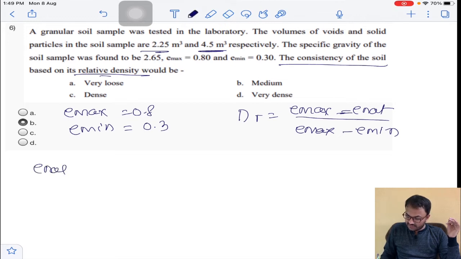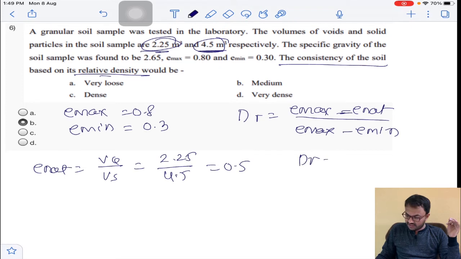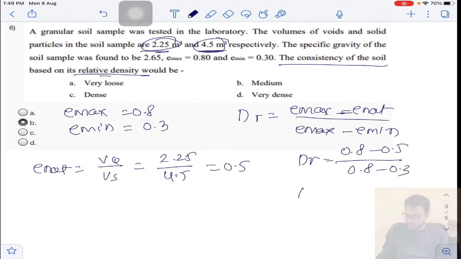E natural is equal to volume of voids divided by volume of solids. 2.25 of voids are there out of 4.5 of solids. So you will get 0.5. So substitute here, you will get 0.8 minus 0.5 divided by 0.8 minus 0.3. So you will get Dr is equal to 0.6, that is 60%.